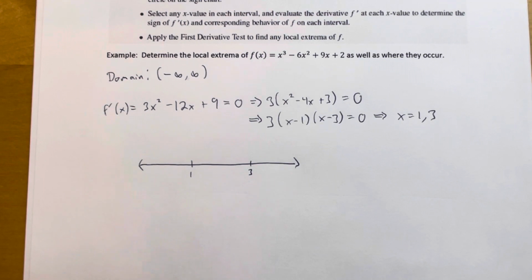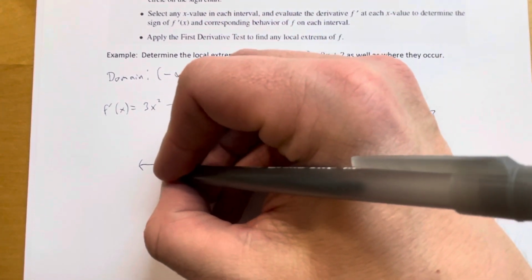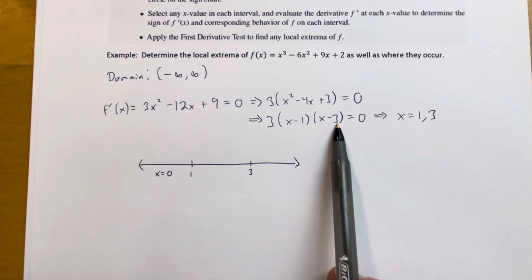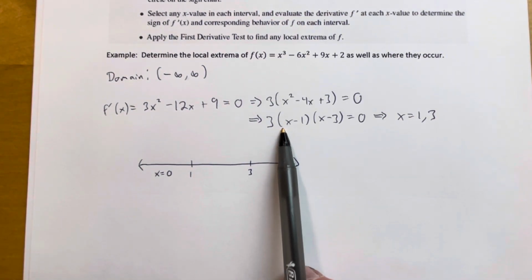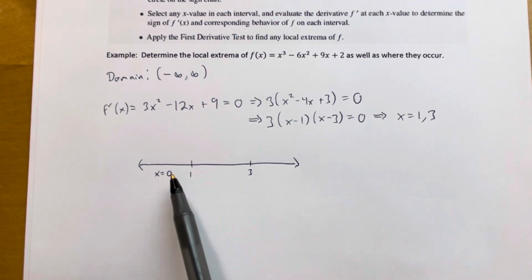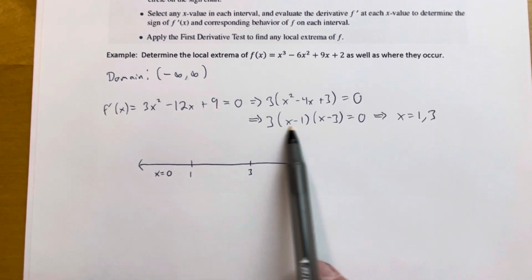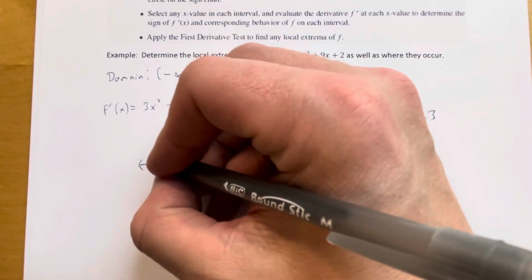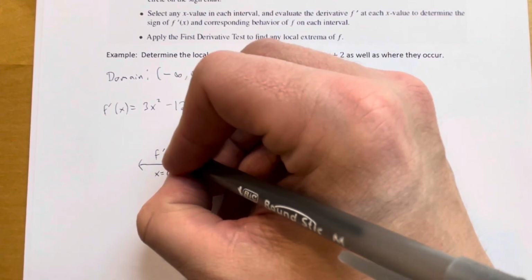I want to know where this function is increasing and where it is decreasing, because that information is necessary to use the first derivative test. So start by picking test values. To the left of x equals 1, I could use x equals 0. If I plug a 0 into the factored form of our derivative, I'll have 3 times negative 1 times negative 3, or negative times negative, which is positive. F prime is positive there.